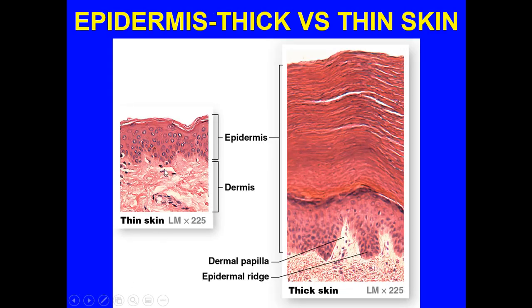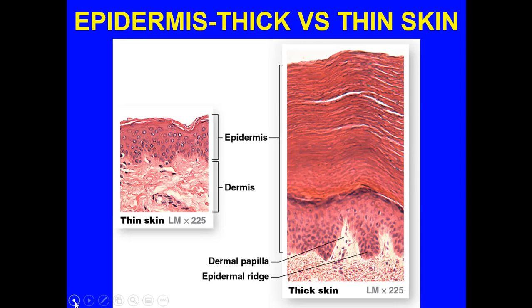Notice the difference in the layers and thickness here of the thin skin for the epidermis versus the epidermis here in the thick skin. Both of these are at the same light microscopic magnification of 225. But you can see the definite difference in the number of cells, and then particularly in the stratum corneum. Much, much less here, much, much more here.